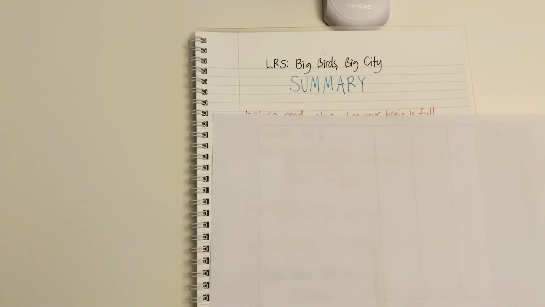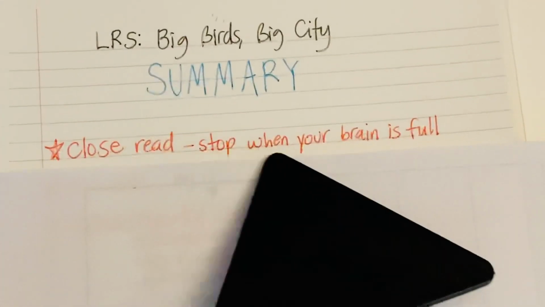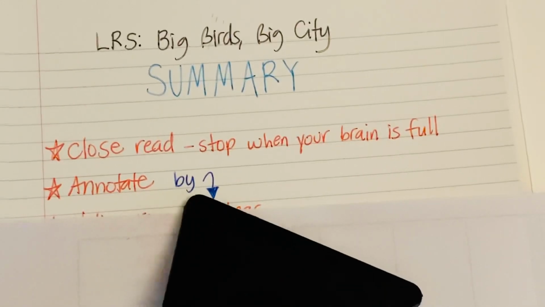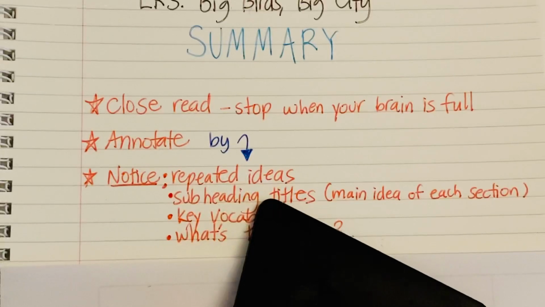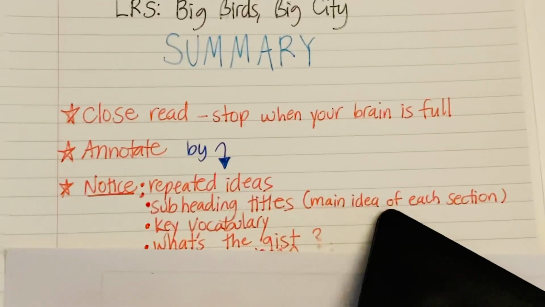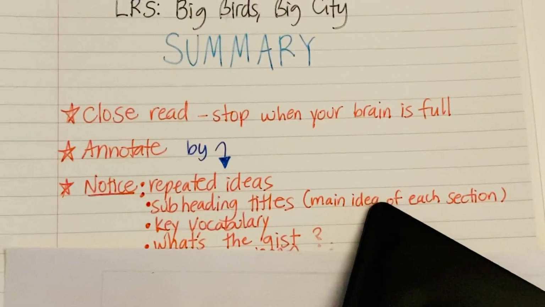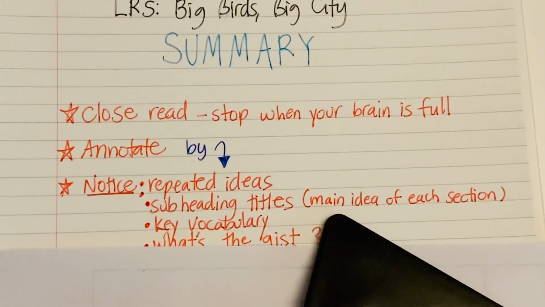So just to review our main idea work, these are some of the things that you should already know how to do. You should know how to close read. You should know how to stop when your brain is full. You should know how to annotate by doing these kind of things. You should notice repeated ideas. You should notice those subheading titles, which really are the main idea of each section. So I think if you're ever stuck on the main idea and there's a subheading, I would look at that. That's really your main idea.